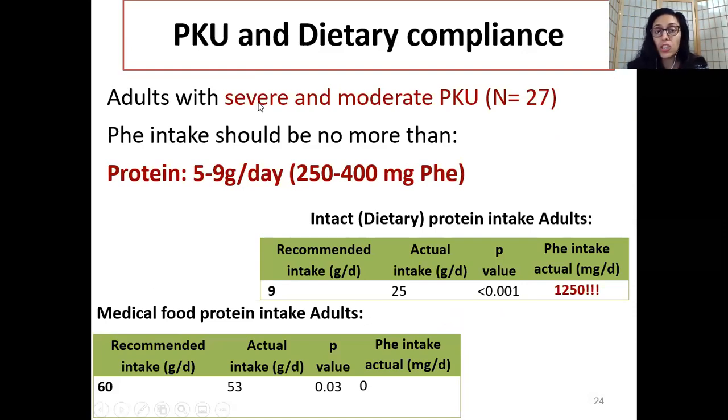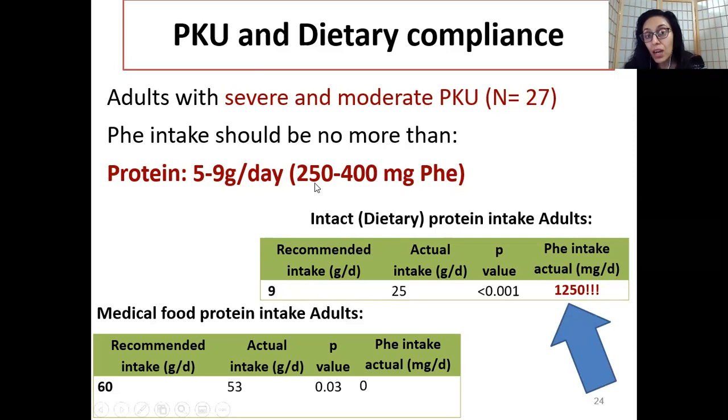I had an adult population with severe to moderate phenylketonuria, 27 of them. The advice was that they should have no more than 5 to 9 grams of protein per day, which is roughly 250 to 400 milligrams of phenylalanine. But on the contrary, what were they having? They were actually having roughly 25 grams of protein per day, and this increased their Phe level to 1,250 milligrams of Phe daily.